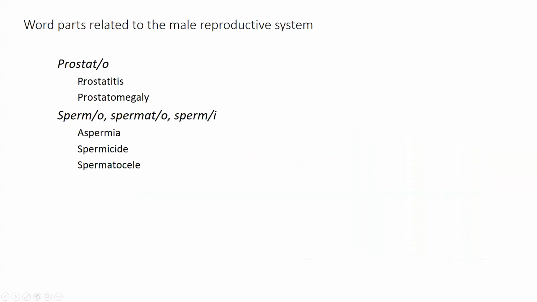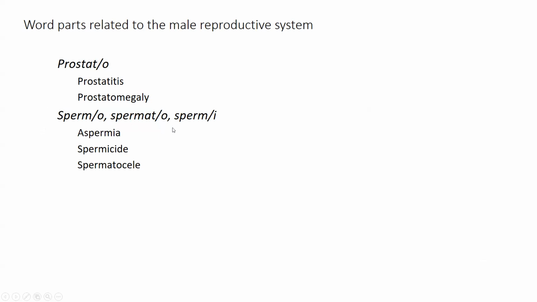Prostato is that gland that sits just underneath the male bladder and surrounds both the urethra and the ejaculatory duct and is part of the pathway for sperm. And it secretes things into the seminal fluid also to help the sperm in its journey. An inflammation of it would be a prostatitis. Prostatomegaly would be an overgrown prostate, and that can be benign or it can be cancerous. And you'll see that in some of the terminology that you have to learn for this chapter.